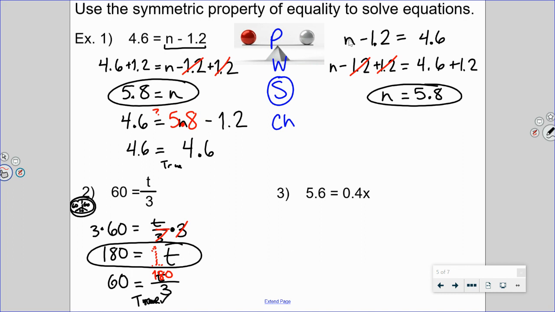Onward to number 3, where we have 40 cents per, I don't know, cup of lemonade, but we don't know how many cups of lemonade we can buy. We do know we have $5.60 in our piggy bank. So I don't want to know what 4/10 times x is. I just want to know what x is.